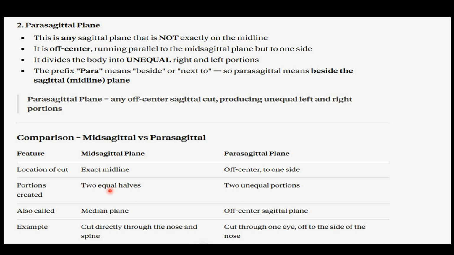The mid-sagittal plane is also called the median plane, and the parasagittal plane is also called the off-center sagittal plane. So sometimes in an interview they might ask you directly by this name, off-center sagittal plane. What is the off-center sagittal plane? You should know this alternate name and you can explain the parasagittal plane. Similarly, they can ask you about the median plane. Now these are the examples. A mid-sagittal cut goes directly through the nose and spine, while a parasagittal cut goes through one eye, off to the side of the nose.